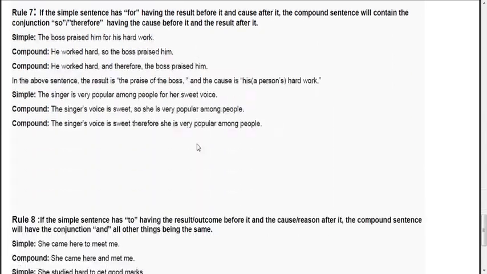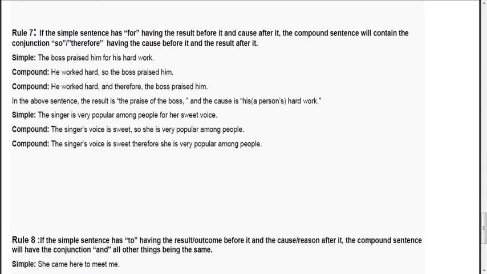Rule 7. What rule 7 says: if the simple sentence has 'for', having the result before it and the cause after it, then the compound sentence will contain the conjunction so or therefore, having the cause before it and the result after it. So here also there should be cause and result, but if there is the word 'for', to change it to compound we will take so or therefore.